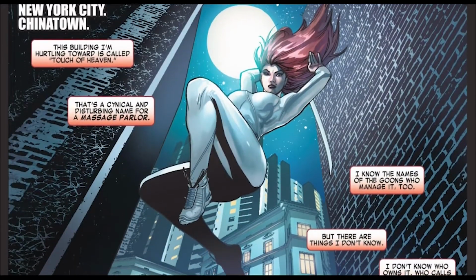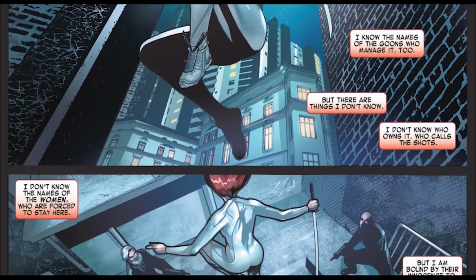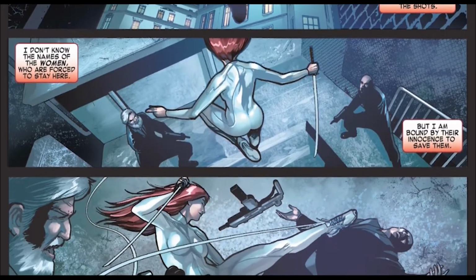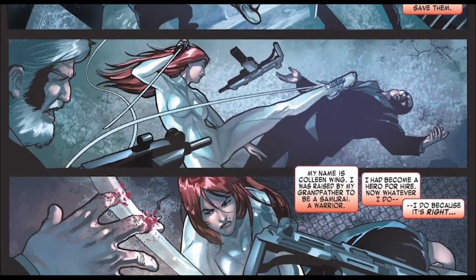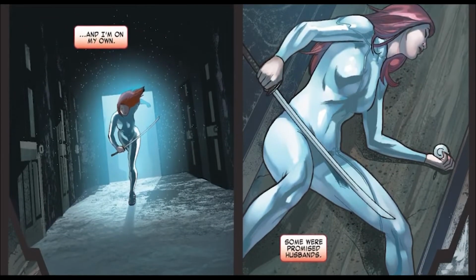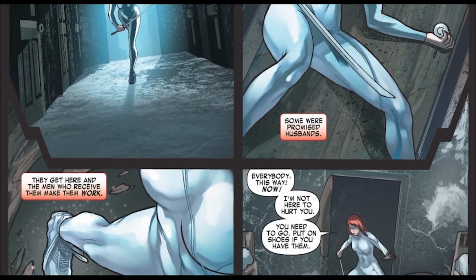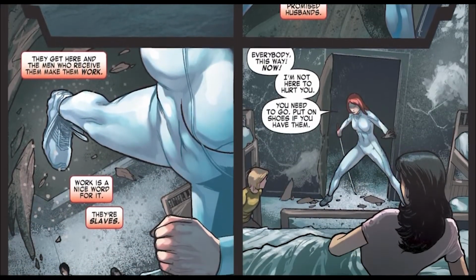So the story is about Colleen Wing. Now, this makes sense because back in the early days of Marvel Comics, Colleen Wing and Misty Knight were close friends. So if Misty Knight got a book in the middle of this event, it makes sense for Colleen Wing to get one as well. Now, Colleen Wing tells us in the beginning of this book that her grandfather had trained her to be a samurai, but she then became a hero for hire.